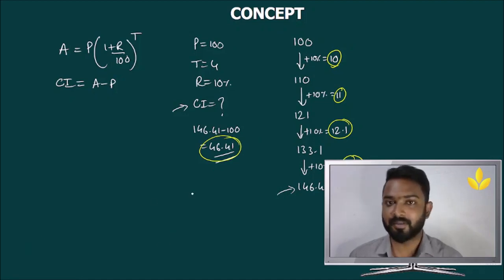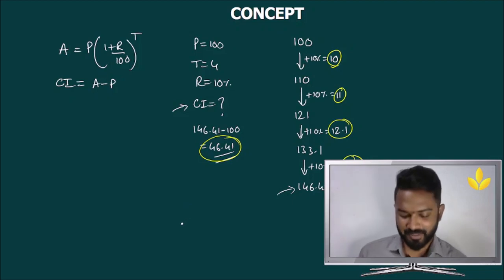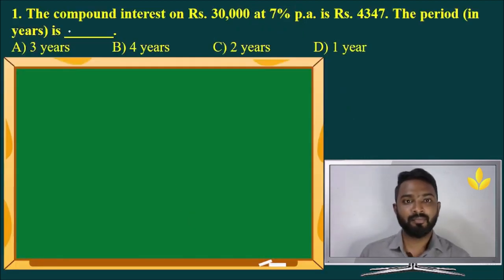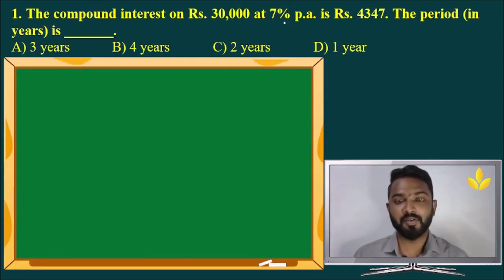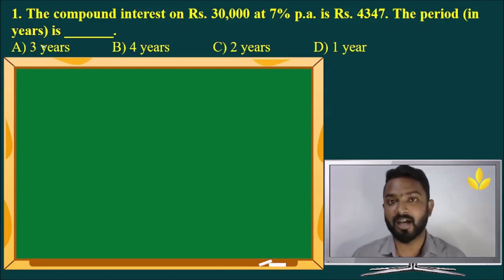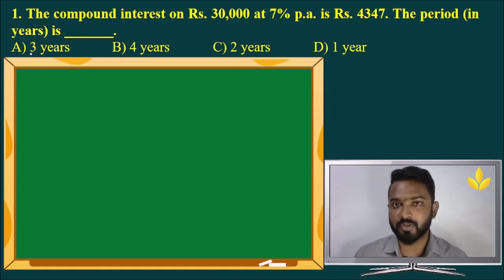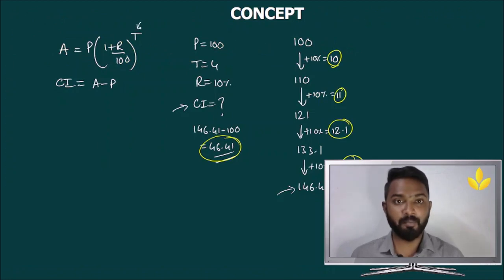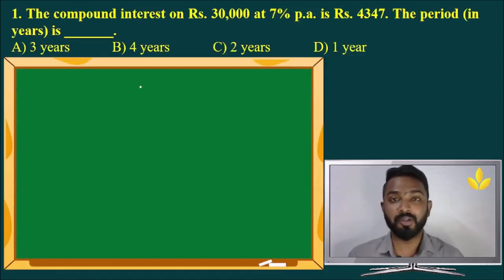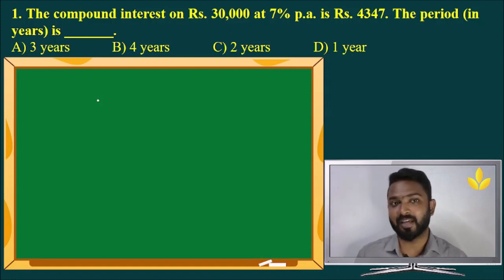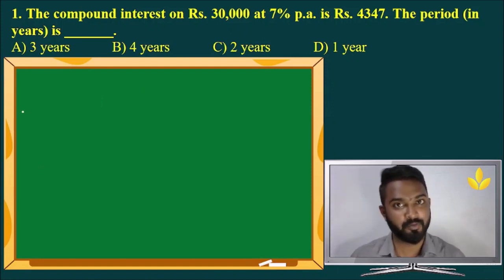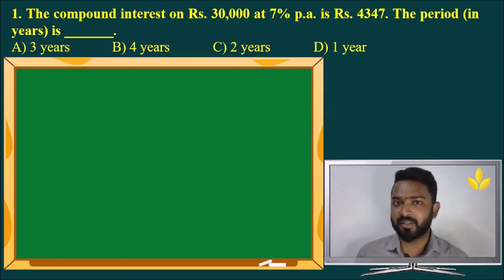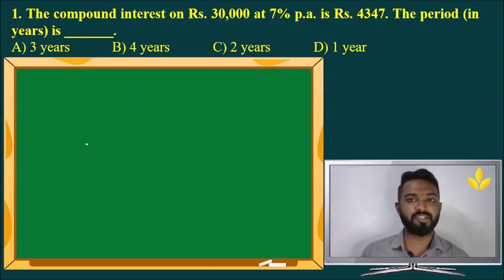That's the concept. Let's get started with the questions. The compound interest on 30,000 at 7% per annum is this much. The period in years is how much? This one you cannot solve using the formula anyway because we have to find the time, and in the formula, if you remember, the time is in the power. So not only do you need a calculator, but you need a scientific calculator with an anti-log function to find that. But how do we do this without the calculator? Very simple. We use trial and error.